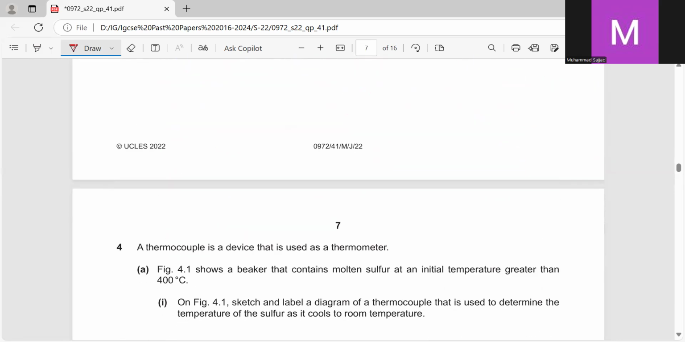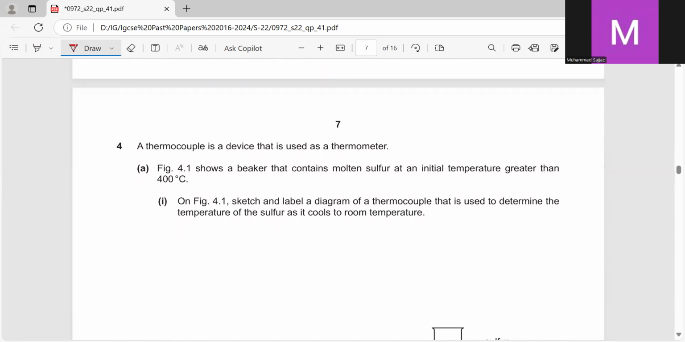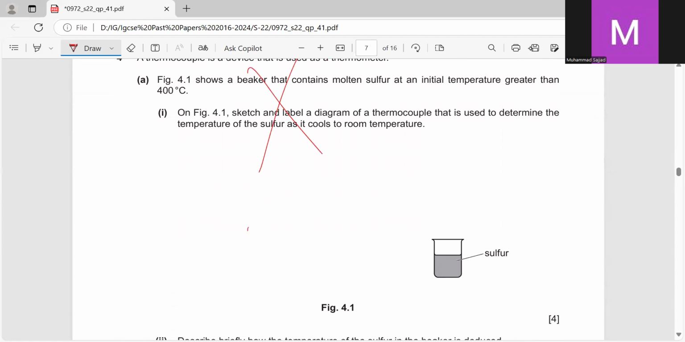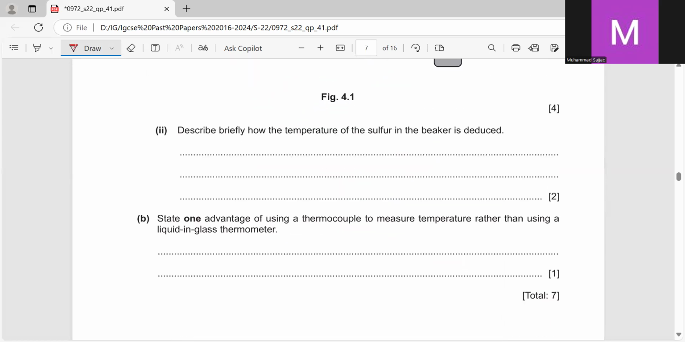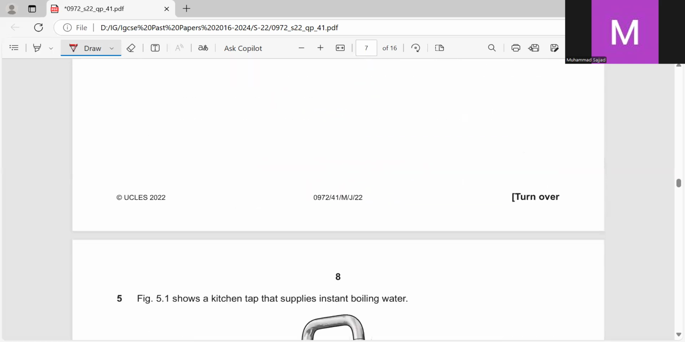So the next question, my dear friends, question number 4. It's not in the syllabus from 2023 onwards. So we are going to drop this question.